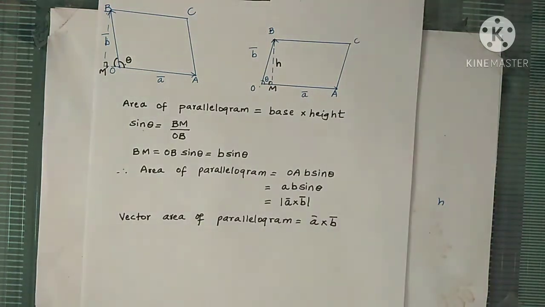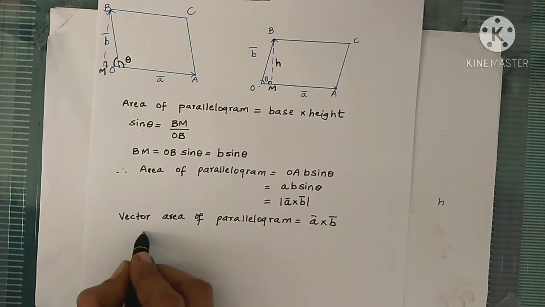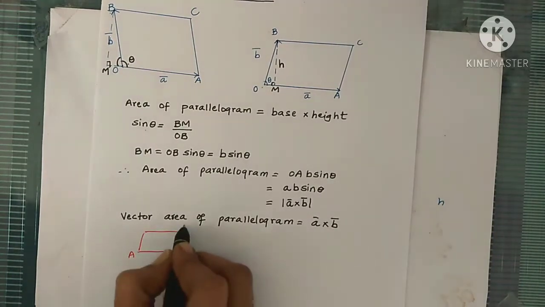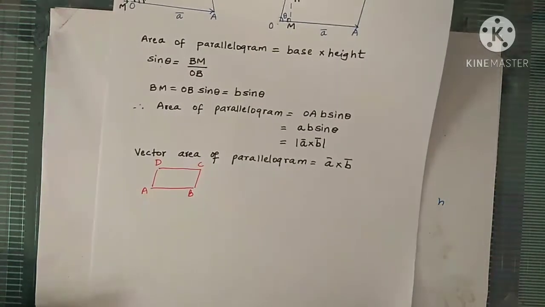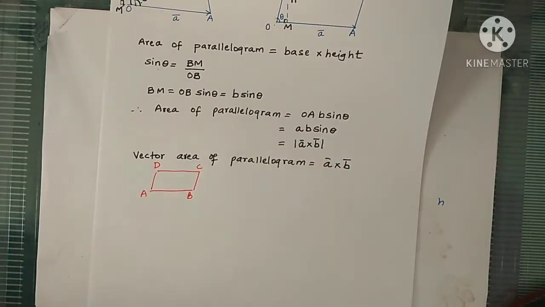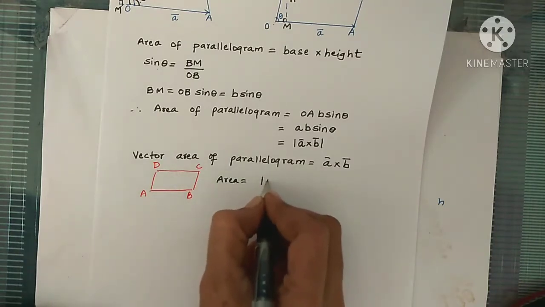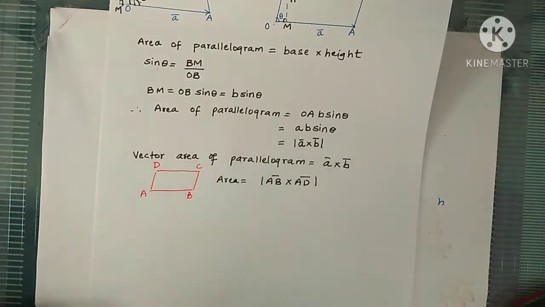Now here the parallelogram we have taken as OACB, so we have taken one vertex as origin. If we take a parallelogram, say ABCD, then what happens? Let's draw the diagram here. If the parallelogram is ABCD, then the adjacent sides are AB bar and AD bar. In this case the area is equal to modulus of AB bar cross AD bar.